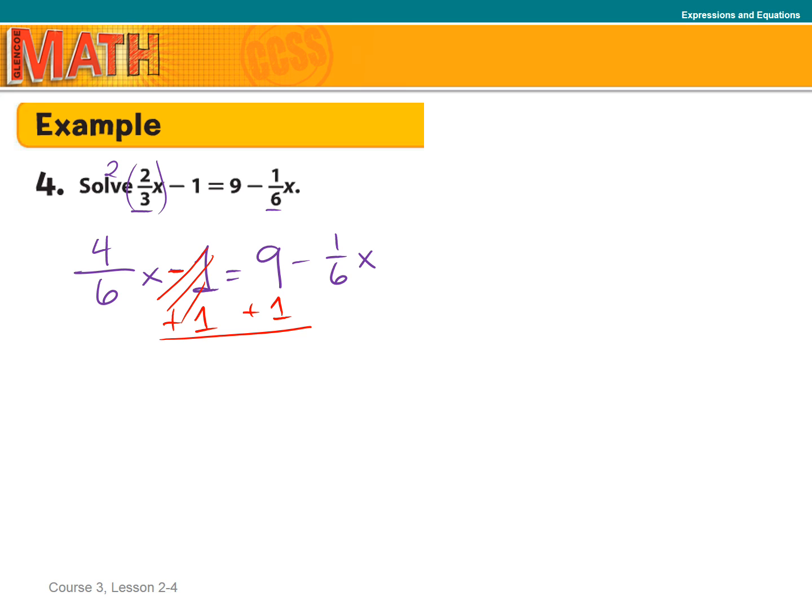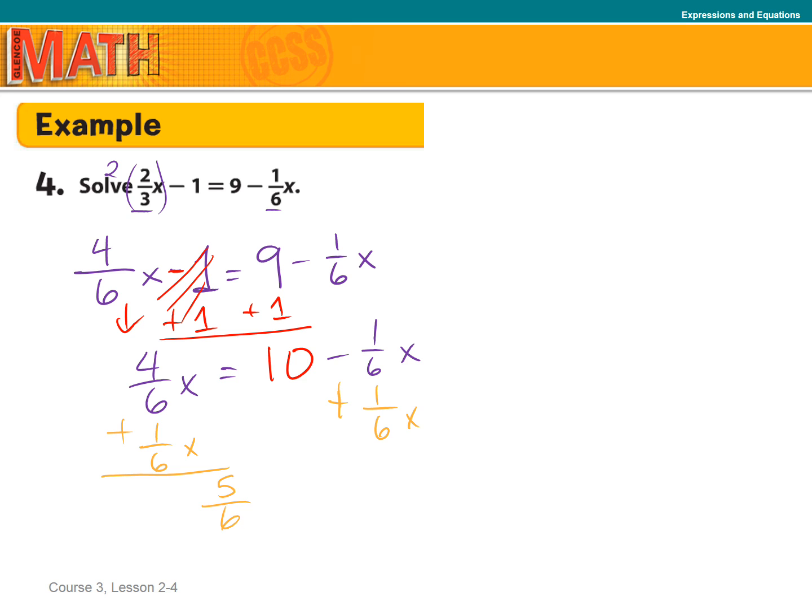So I'm left with 9 plus 1 is 10. Bring down my 4/6 times x equals 10 minus 1/6 x. So I want to combine my fractions now, my 4/6 x and the negative 1/6 x. And in order to do that, I'm going to be changing sides. So I'm going to subtract, or add, sorry, 1/6 x. Sorry, that should be addition. So because we have the common denominators, it makes it a lot easier. So now I have 4 plus 1, which is 5, over 6 x equal to 10.